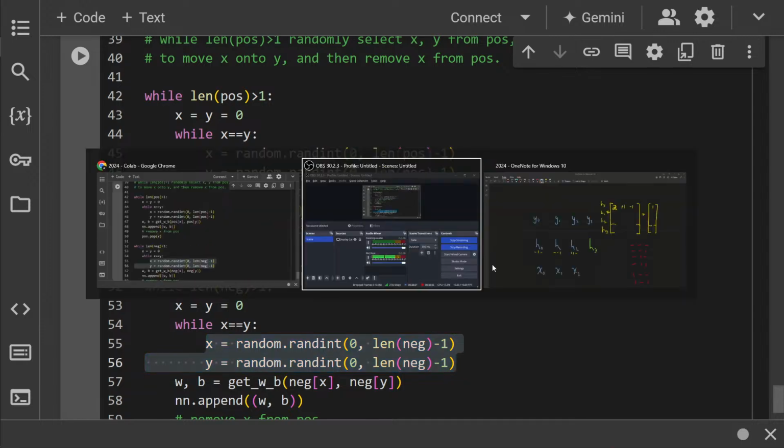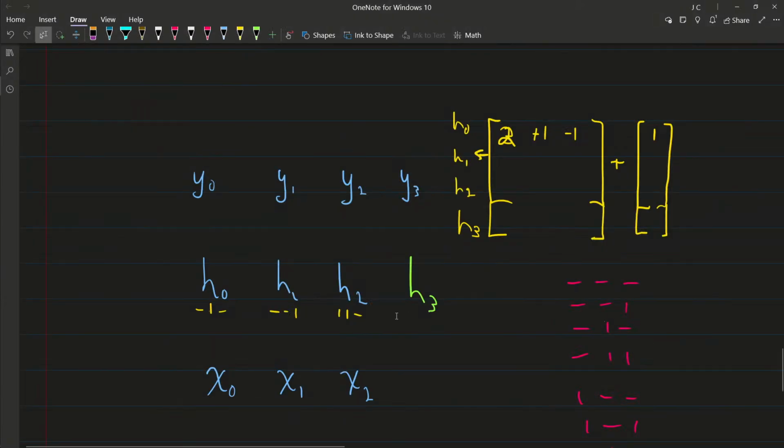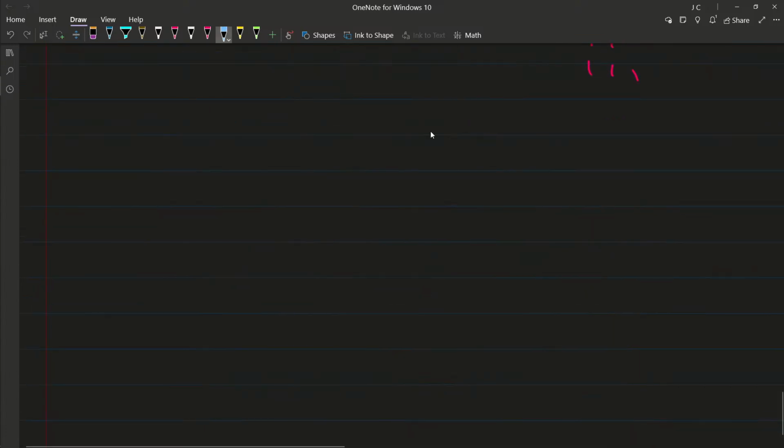Could you just maintain 2 parallel thingies? Yeah, you can maintain 2 parallel thingies, but then I don't know how you would recombine them. Okay, let's look at that real fast. Or maybe you wouldn't have to recombine them. I don't know.